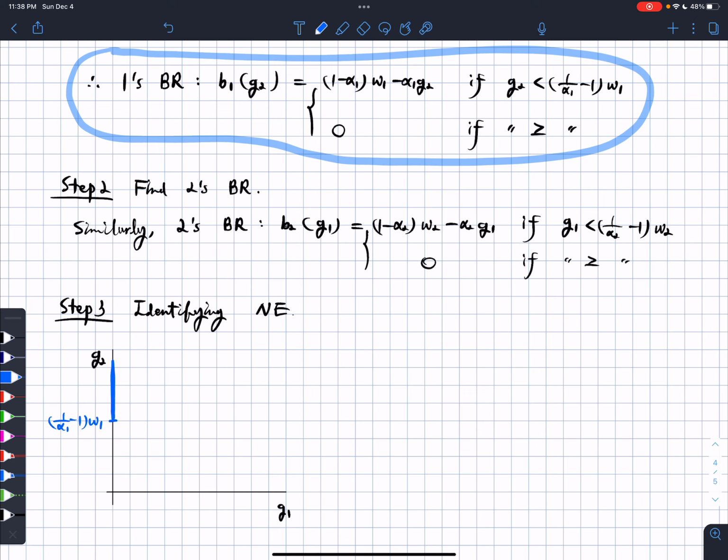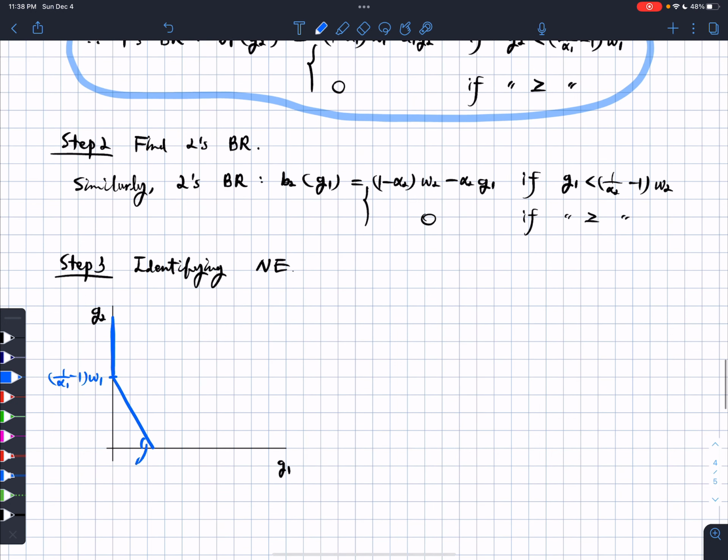And then after that, I will have what? A line of slope. Here I have minus alpha 1. So in this space, that will be the slope of minus 1 over alpha 1. So I will have this kind of curve. The slope is 1 over alpha 1. Okay, so that is player 1's best response against G2.